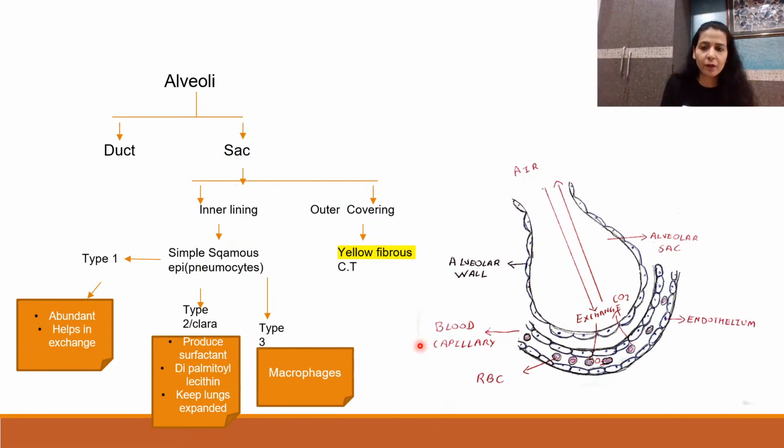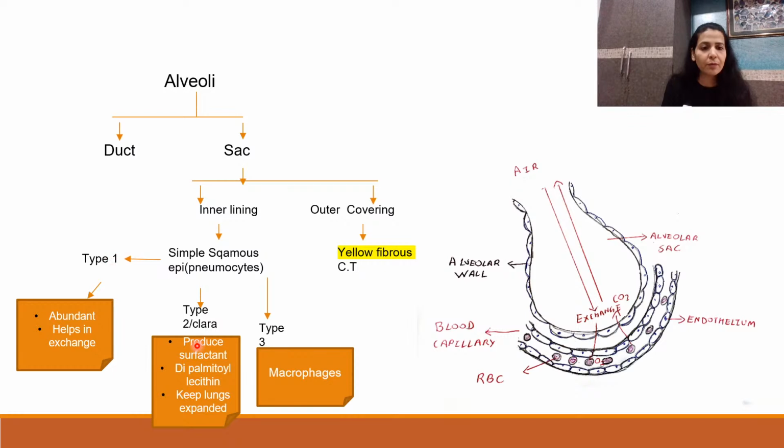So the inner lining of the sac, if you can see this inner lining of the sac, is made up of simple squamous epithelium. These cells are also known as pneumocytes. What kind of cells are they? They are simple squamous epithelium cells. Where are they present? Inner lining of the sac of alveoli. So these simple squamous epithelium cells are known as pneumocytes.